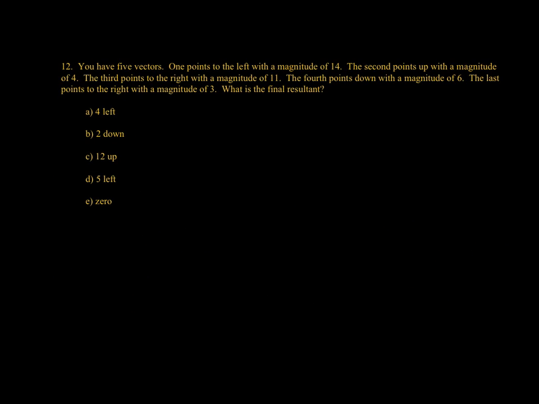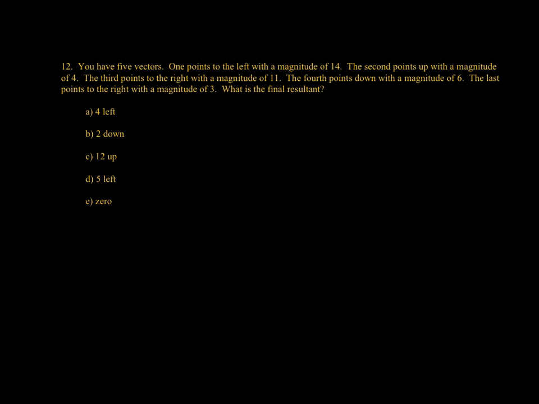Okay, so now we have five vectors. So this is going back to a couple questions ago. We had a similar one, which was just two vectors, one left and one right. Now we're adding in the dimension of up and down, and we have an odd number of vectors. That doesn't really matter. We're going to do the same basic process, but now we have to track up and down as well as left and right.